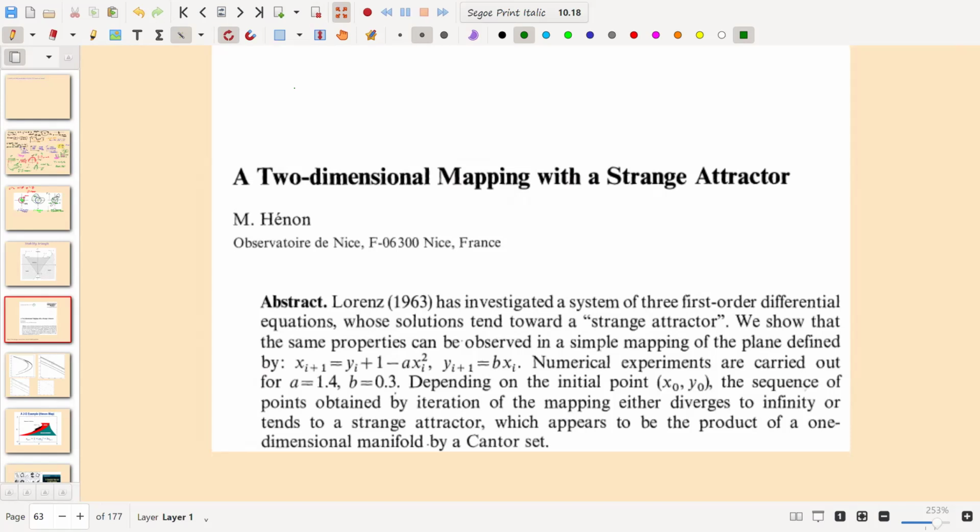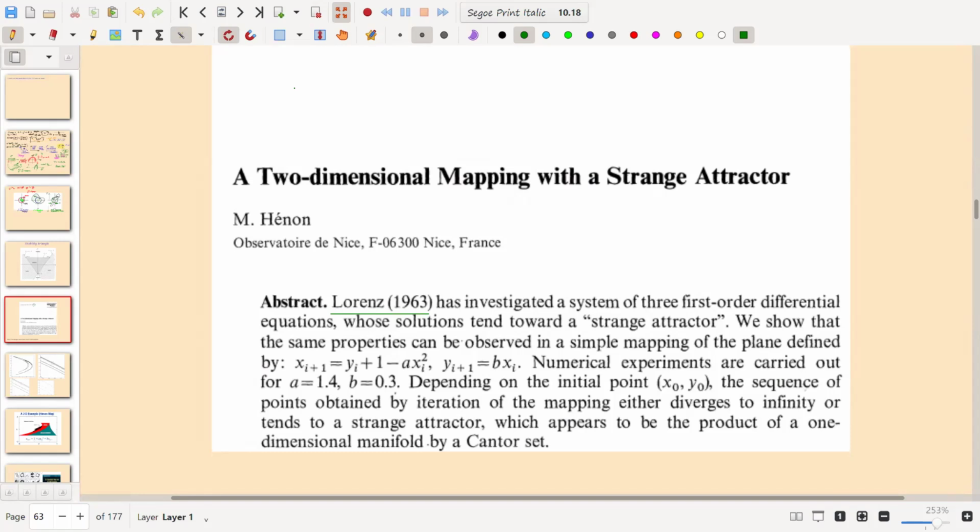Okay, so this idea he had got in 1976. You can see what he has written, that Lorenz 1963 has investigated a system of three first order differential equations whose solutions tend towards a strange attractor. Strange attractors are like the chaotic attractors, which have a strange shape.